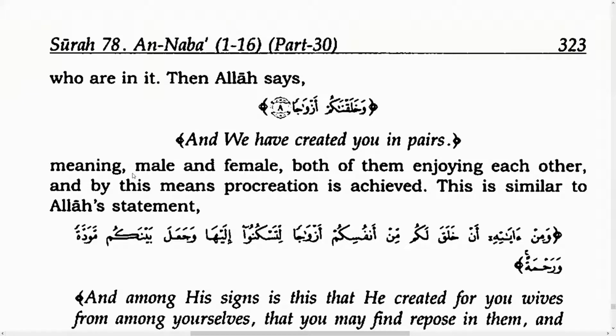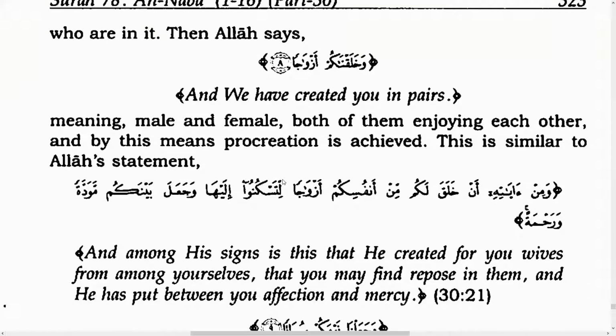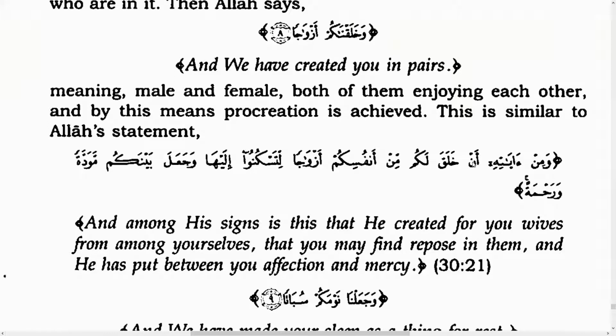So Allah says, the meaning is male and female, both of them enjoying each other. And by this means, procreation is achieved. This is similar to Allah's statement. Then he brings another verse to prove it. "وَمِنْ آيَاتِهِ أَنْ خَلَقَ لَكُمْ مِنْ أَنفُسِكُمْ أَزْوَاجًا." And among his signs is that he created for you wives. Not really wives, spouses, because azwaj can mean anything, but this is translated as wives.